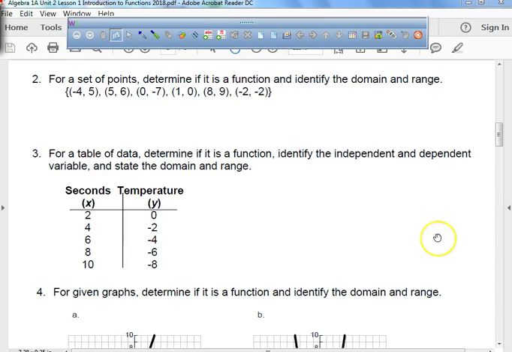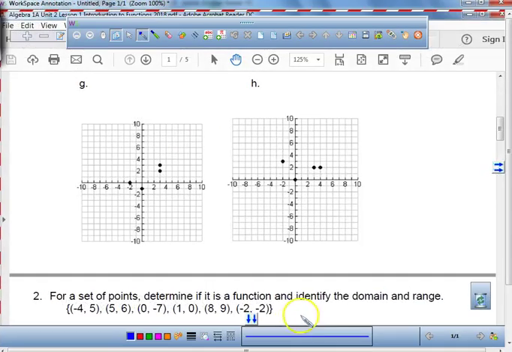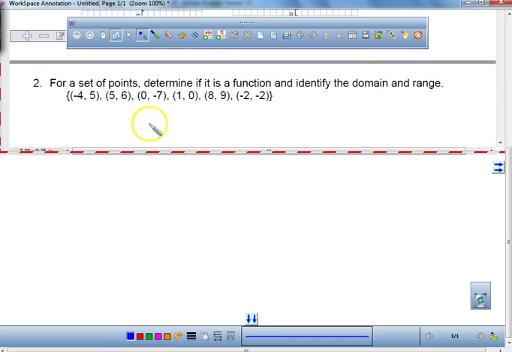Alright, we're continuing to talk about functions and relations. Today we're going to be talking about how to identify and how to write domain and range. So if you would please, right now we're going to go to problem number 2. Take a look at this. It says for a set of points, determine if it is a function and identify the domain and the range.